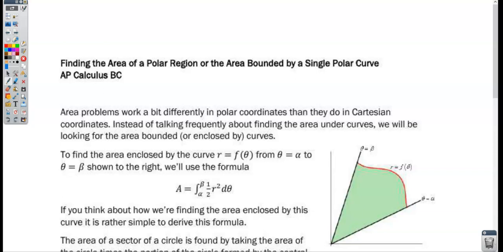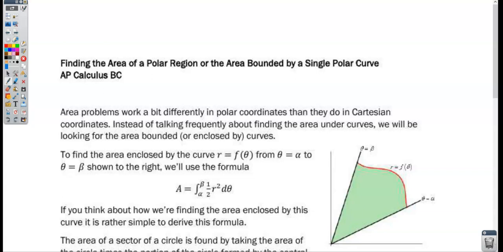Here we are in section 9.8 of AP Calculus BC, finding the area of a polar region, or the area bounded by a single polar curve. It says here in my intro, area problems work differently in polar coordinates than they do in Cartesian coordinates. Instead of talking about finding the area under curves, we're going to be looking for the area bounded or enclosed by curves. And we're going to be finding these areas by creating circular sector regions emanating out from the origin of the polar plane.